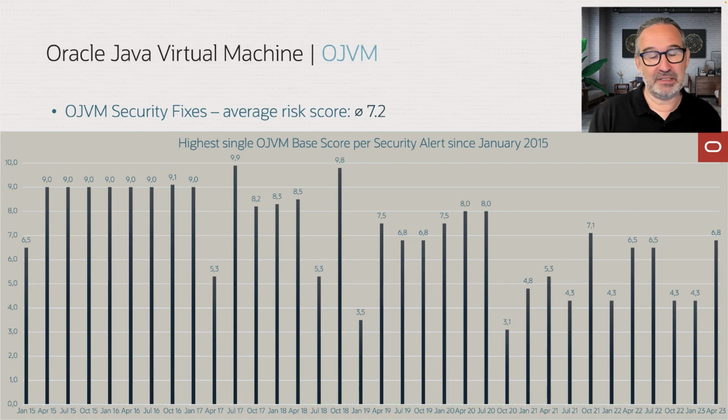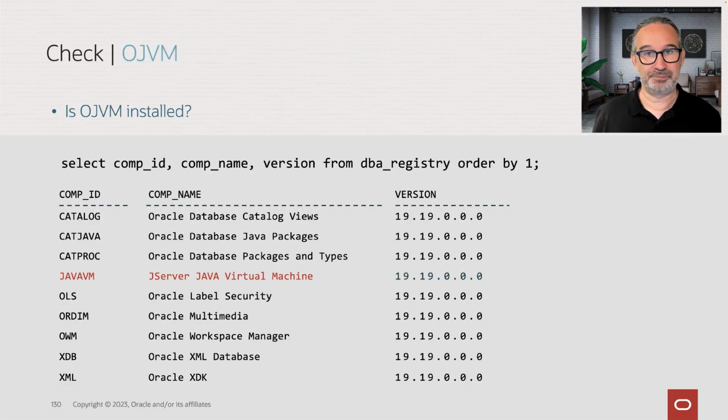Because we went back until January 2015, and with every quarter, there's at least one OJVM issue mentioned in the quarterly patch bundles, and the average risk score is above 7. So 10 is the high score. That means on average, we are above 7, and you see some really high 9 and 8 things here. Basically, if you have OJVM, you should patch quarterly.